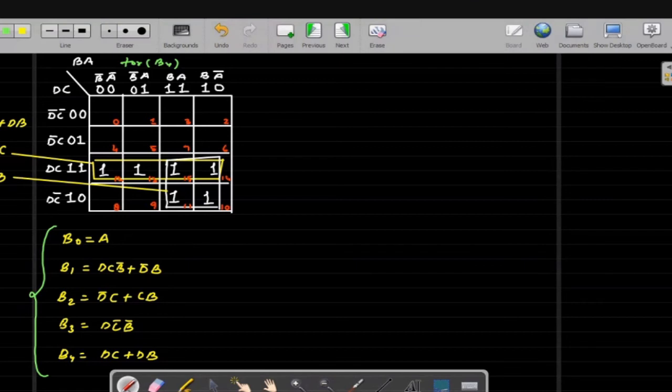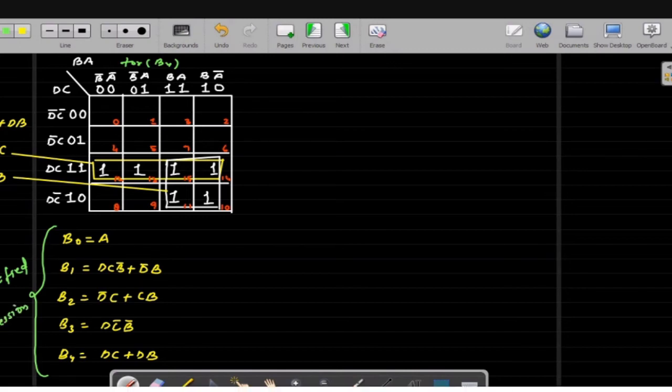So these are actually the simplified Boolean expressions for binary to BCD converter. Now, what is the next thing we have to do? We have to implement the logic diagram. So let's draw it.